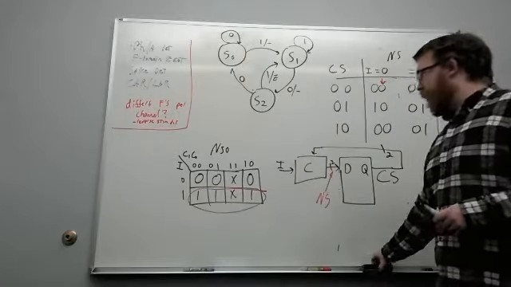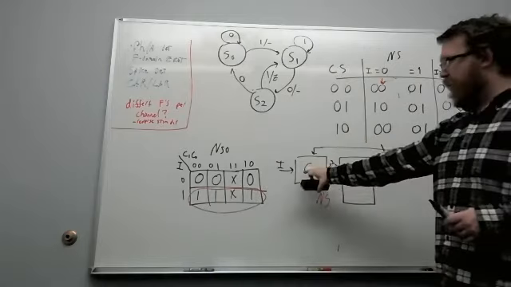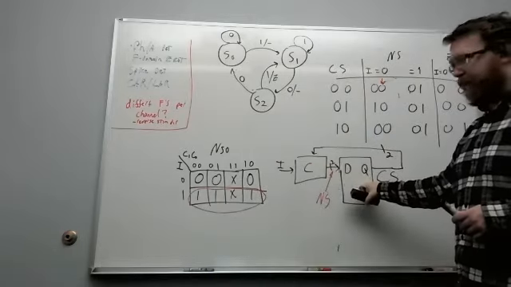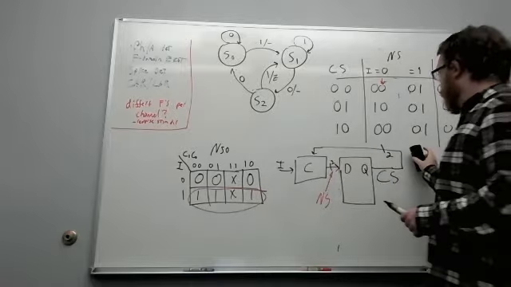I'm going to erase this so they have a little bit more room, but remember that this is really what we're building. We're having some combinational input to the memory. And then each clock cycle, we just update current state with next state.